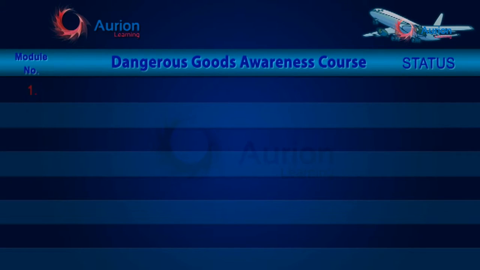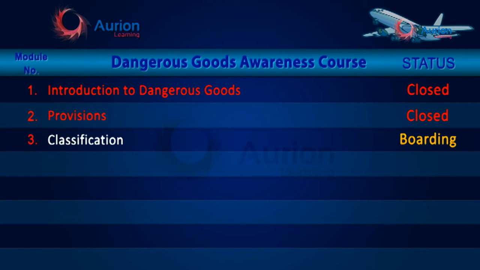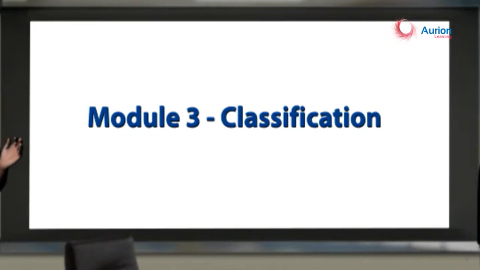Hi, let us now go through the third module of the Orion Learning Dangerous Goods Awareness course. In this module, we shall learn about the different hazard classes and their corresponding labels.